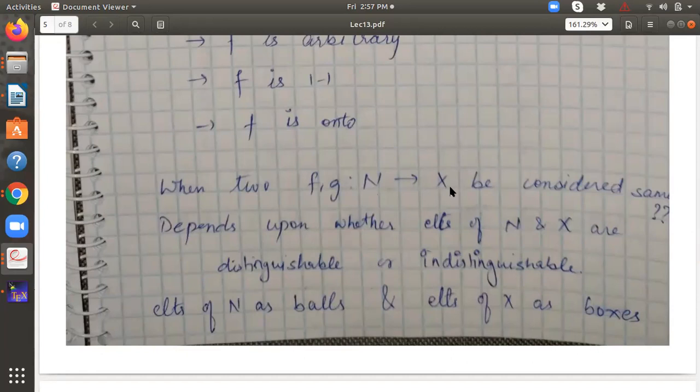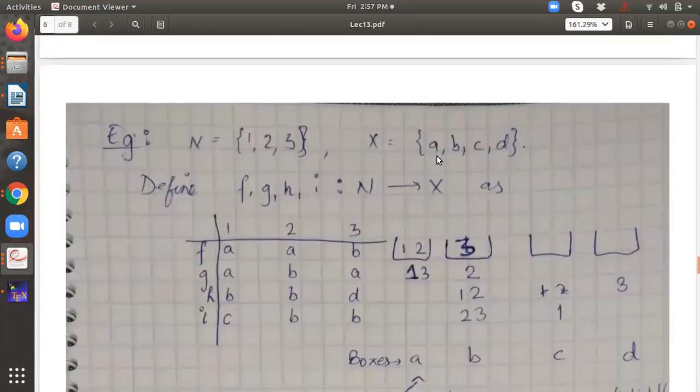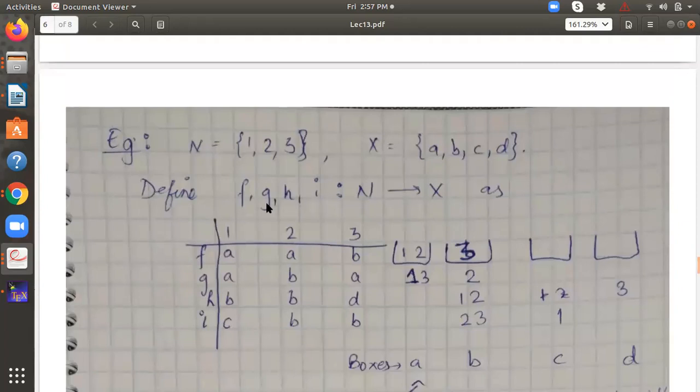distinguishable or non-distinguishable. Now, pictorially, if we want to understand this, let's say the elements of n are balls and the elements of x are boxes, and you consider these four functions f, g, h, I from the set n to the set x, where n is 1 to 3, x is ABCD. So f sends 1 to A, 2 to A, 3 to B. G sends 1 to A, 2 to B, 3 to A, and H and I similarly.